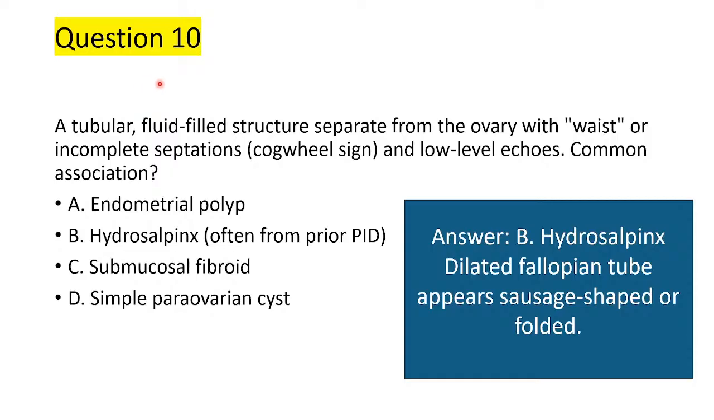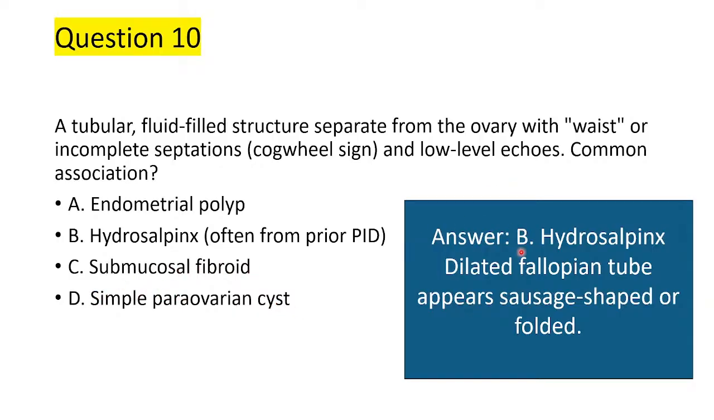Question number 10, which is our last one. A tubular fluid-filled structure separate from the ovary with waist or incomplete septations, cogwheel sign, and low-level echoes. Common association: A. Endometrial polyp. B. Hydrosalpinx, often from prior PID. C. Submucosal fibroid. D. Simple paraovarian cyst.